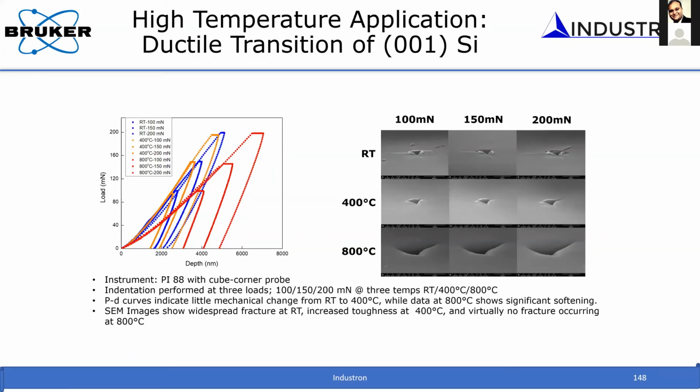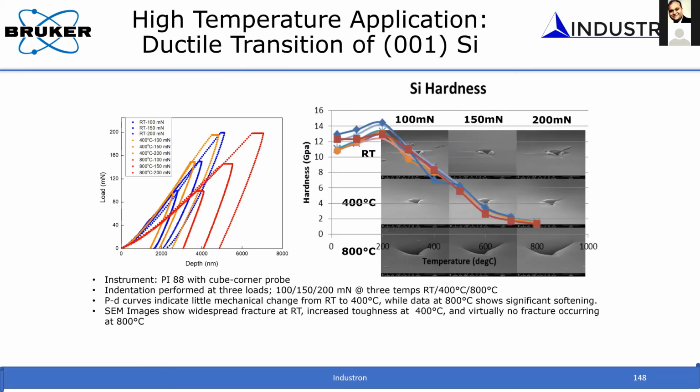This is for a silicon sample. We are working on this paper, so I'm not going to talk too much about it. We found something interesting: when you indent on silicon at different temperatures, initially you see a high increase in hardness, and then eventually the hardness decreases.